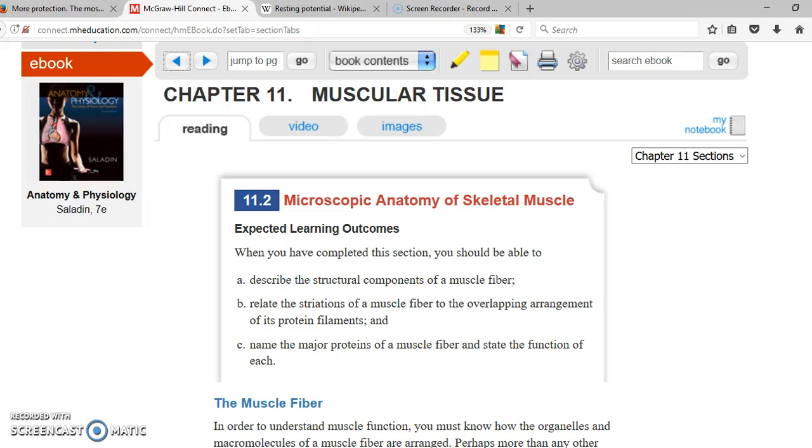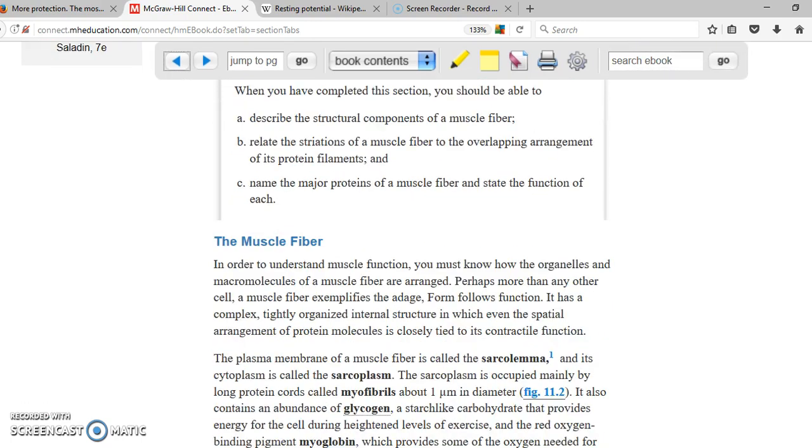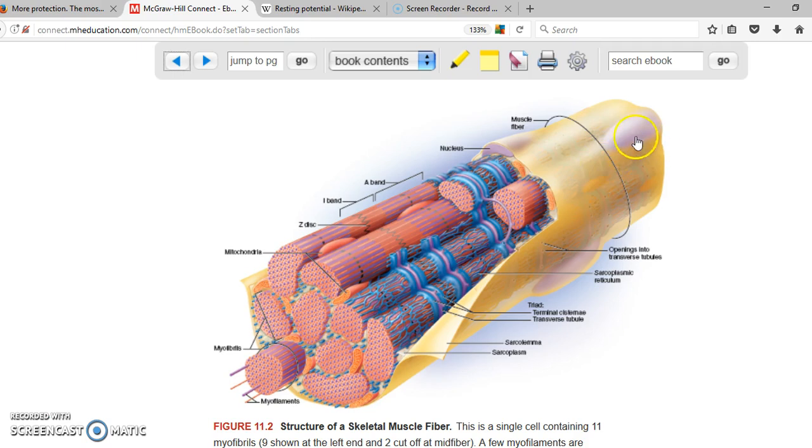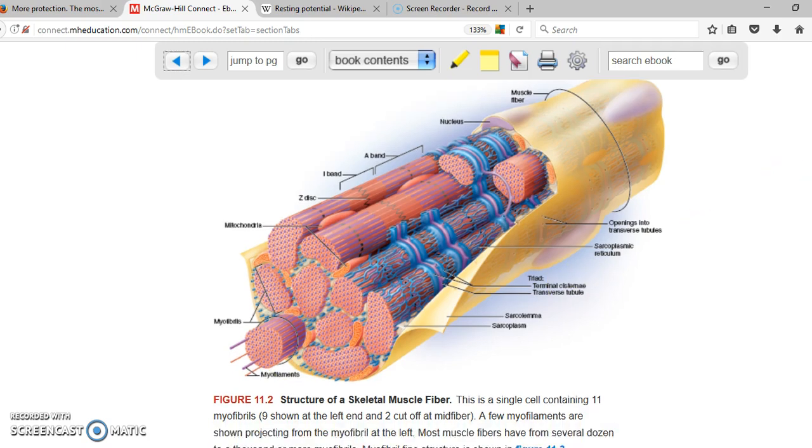So the next item that we have in this chapter is microscopic anatomy of the skeletal muscle. So let's take a look at some of the characteristics that we have right here. This is the muscle cell here in yellow, and inside the muscle cells you have myofilaments and myofibrils. Myofilaments are the machinery that will allow the muscle to contract, and we're going to see that with a little bit more detail.